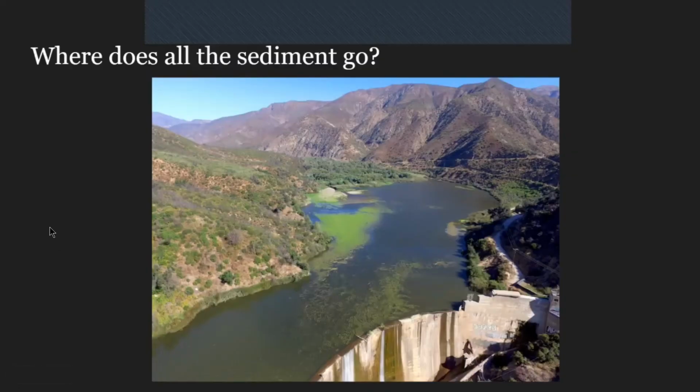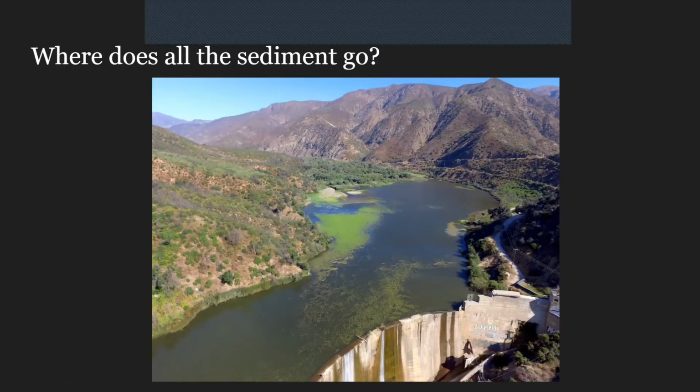So where does all the sediment go? Well, because there's no effective way to remove the built up sediment, most of the time due to environmental concerns, the sediments ultimately stay at the bottom of the river and just collect.